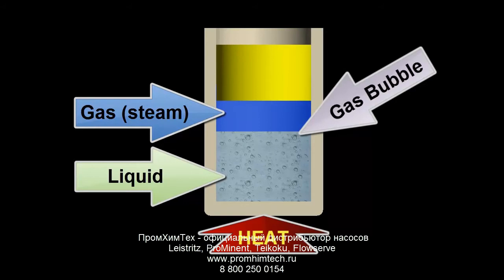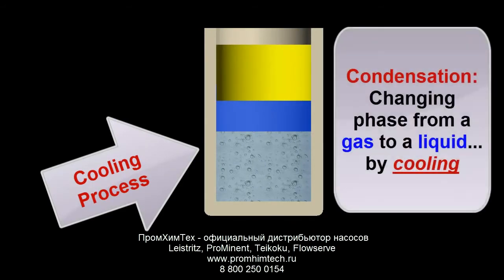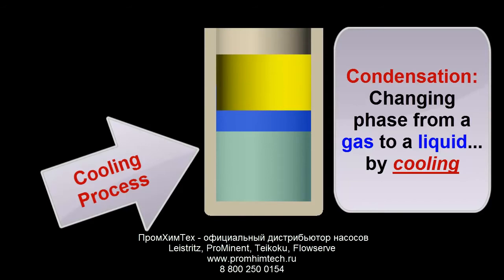Exactly as we saw in the vapor pressure graph. In the next step of the animation, I'll turn off the heat to allow the water to cool. Notice that as this happens, the gas bubbles will return to their liquid state. This process of changing phase from a gas to a liquid by cooling is known as condensation. Let's resume the animation and watch what happens.